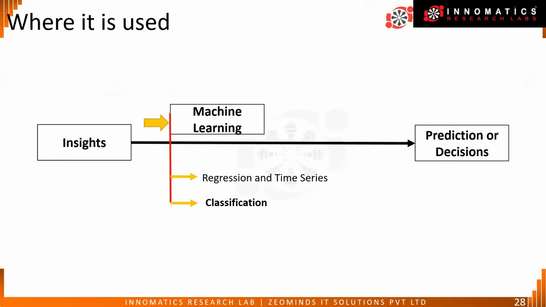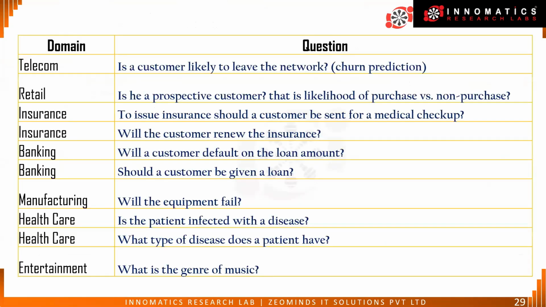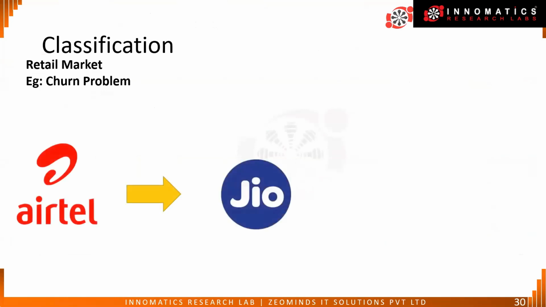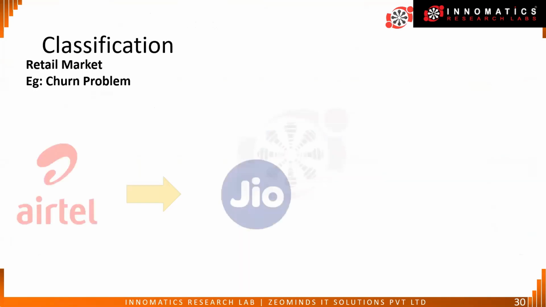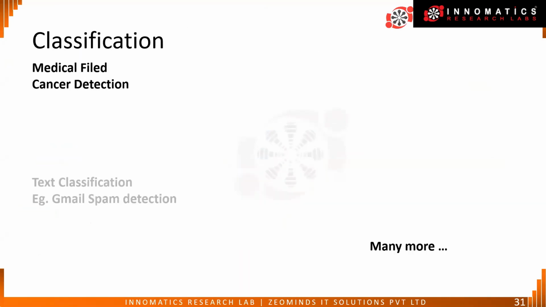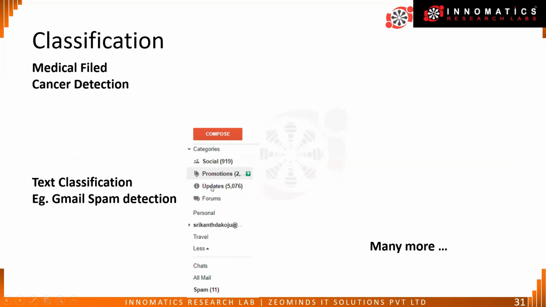Now let's discuss classification. There are a lot of applications of classification. It is used in the telecom industry, retail industry, insurance, banking, and so on. We'll discuss this classification technique in the face recognition application, since we are mostly working on classification. Let's say you take Gmail spam detection. Google's Gmail is a perfect example of classification.